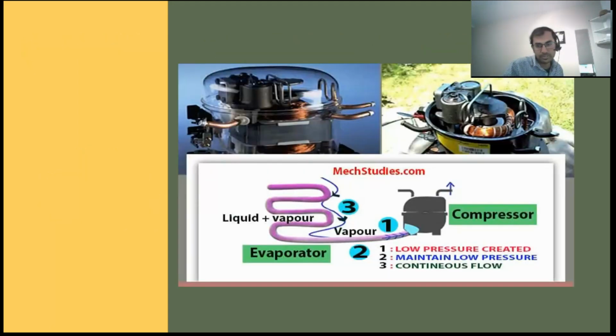So this is a simple diagram for the compressor. One is for low pressure created, two is the maintained low pressure, and three indicates continuous flow.